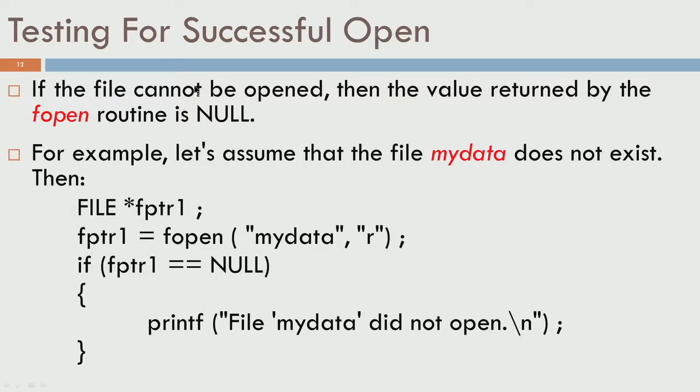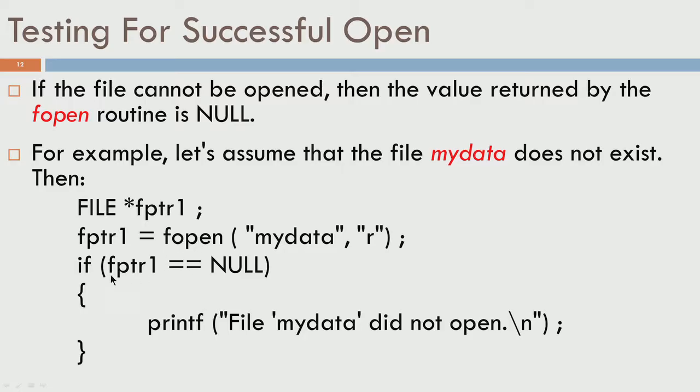So, let us look at how we test for a successful open. I mentioned this as a problem, right. I try to read a file and the file is not existent. What do I do now? Let us see this example, FILE star fptr1, and you try to open mydata. It will try to open it from the directory in which the program is running, and if the file does not exist, fptr1 will be supplied with a value called NULL. So, if fopen fails, it will return NULL. However, if fopen succeeds, it will be a valid pointer.